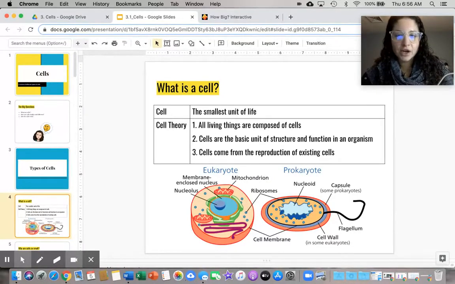As a side note, over the course of this year, this idea of relating the structure of something to its function, to its job, is going to be reoccurring. It's a theme in biology.